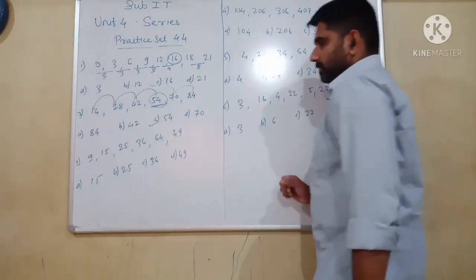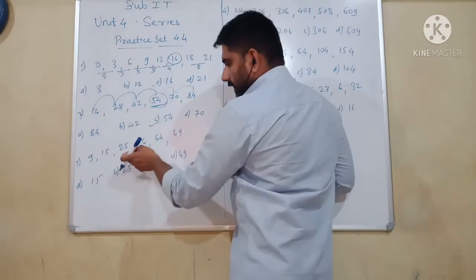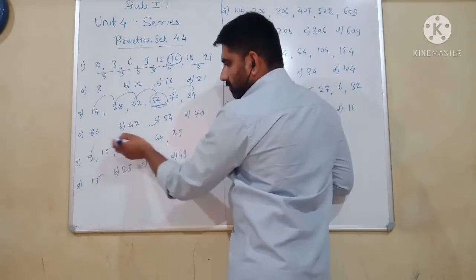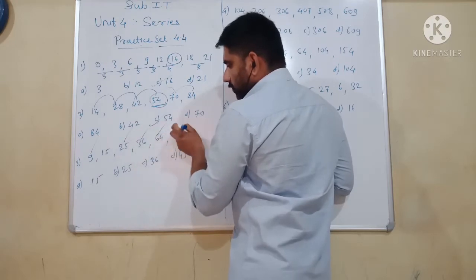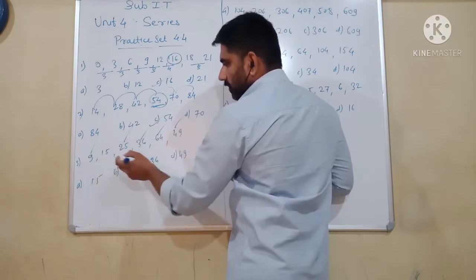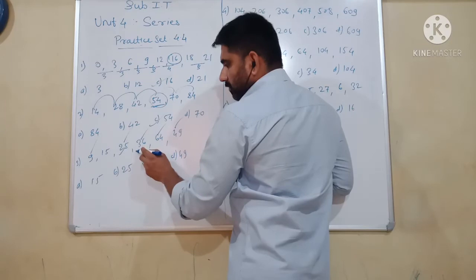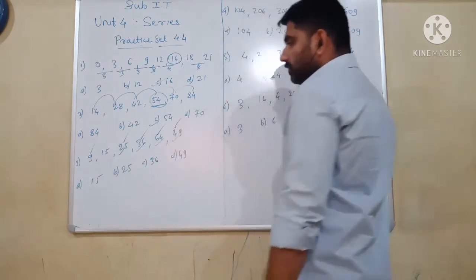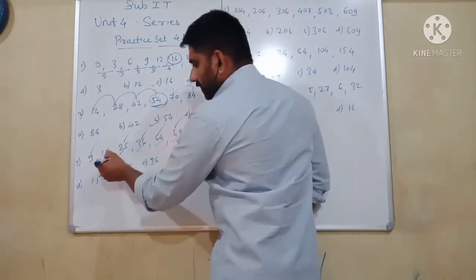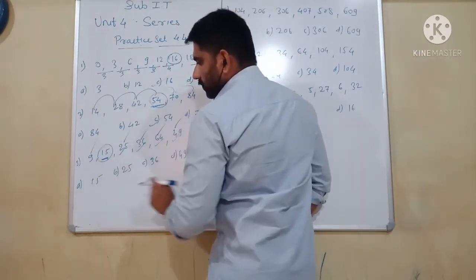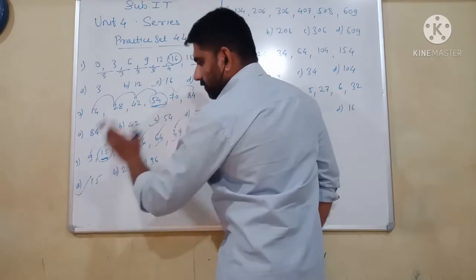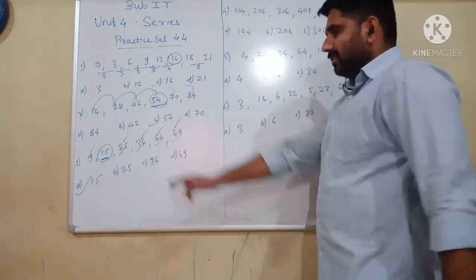3. Next, in the third question, all these numbers are square numbers. 9 is a square number, 25 is a square number, 36 is a square number, 64 is a square number, 49 is also a square number. But 15 is not a square number, so it is the expected wrong term. So option number A is the right answer.